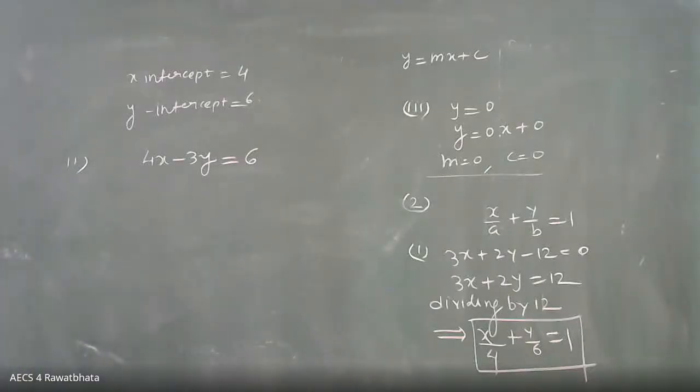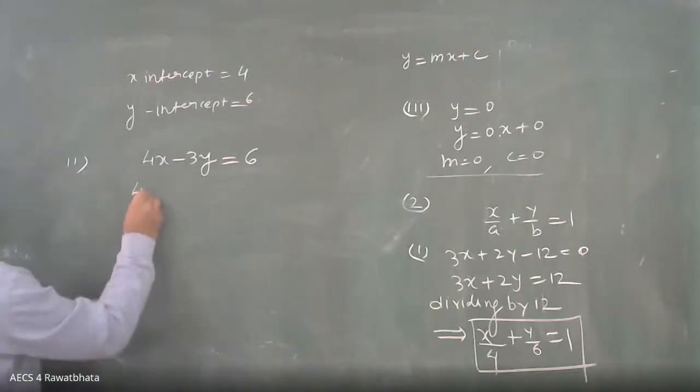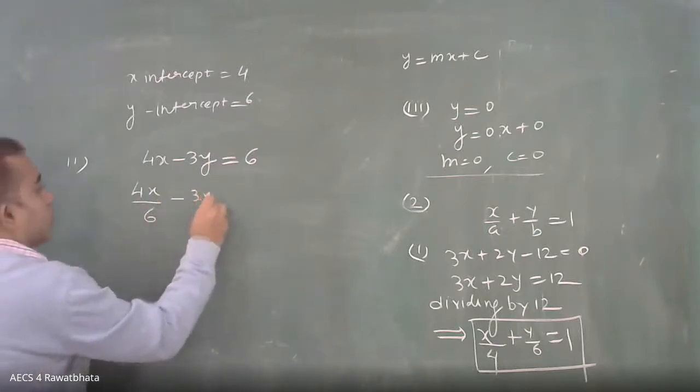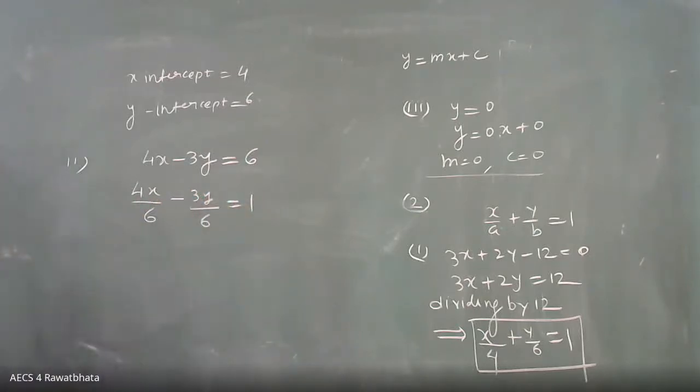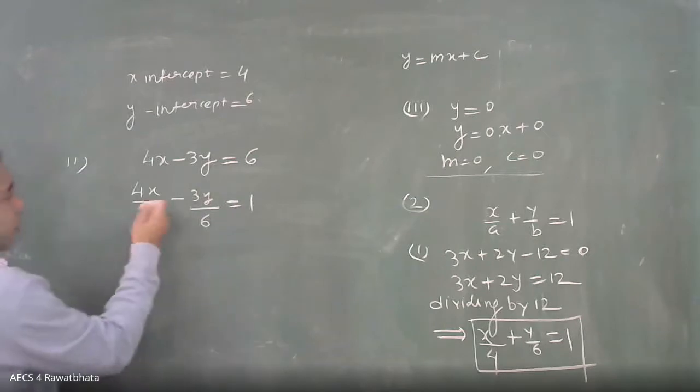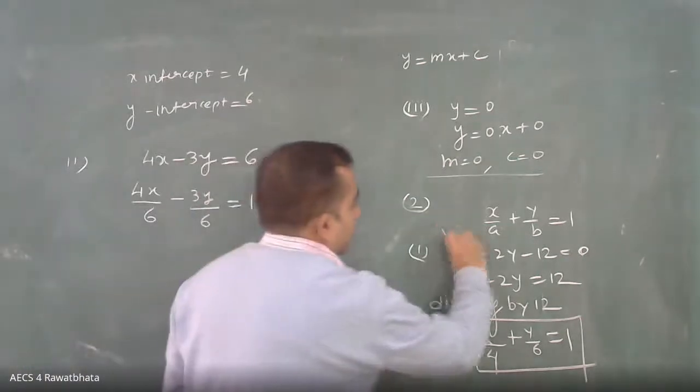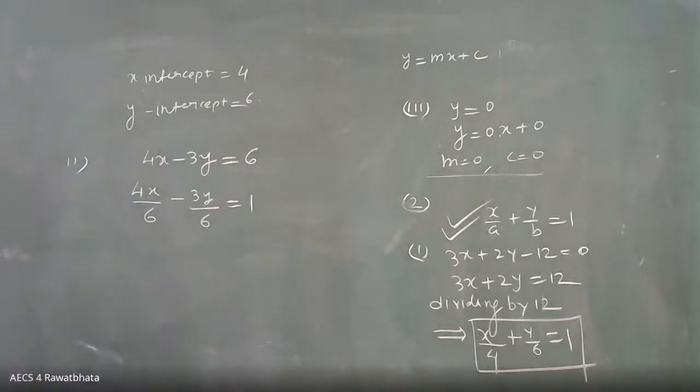So what should I do, tell me, you speak, I will write. I want to convert this into intercept form, so what should be done? Sir, dividing by 6. Dividing by 6 will become like this. What next? Simplify and you write in this structure: x upon something plus y upon something.